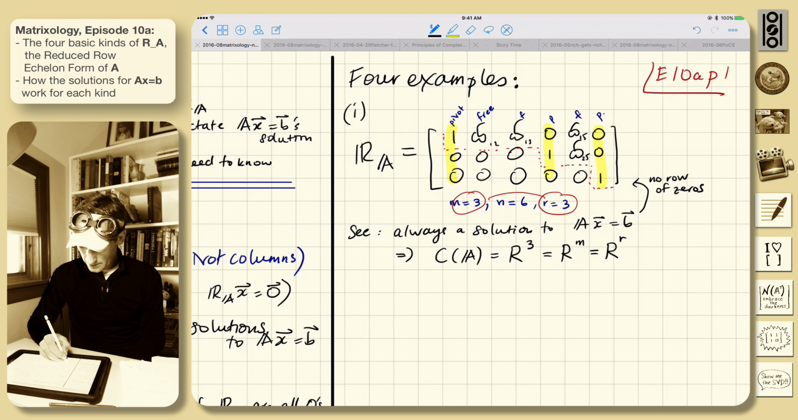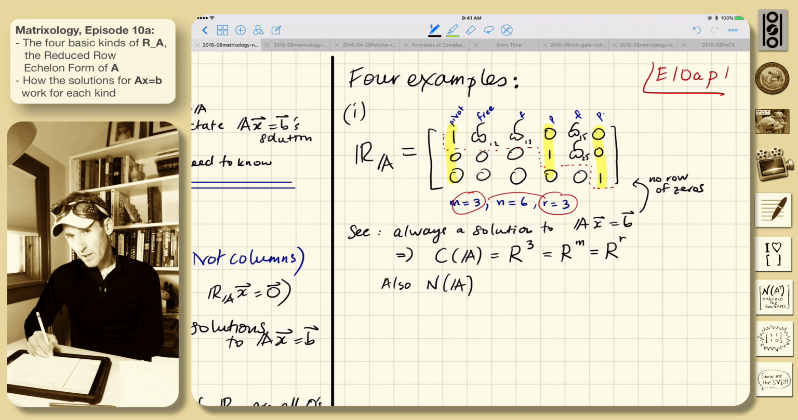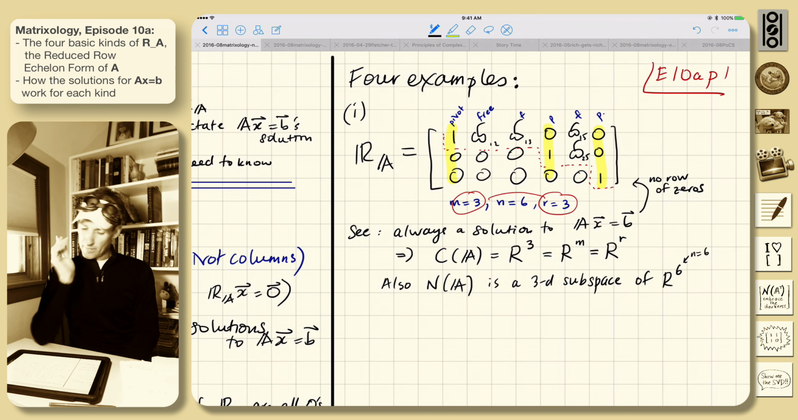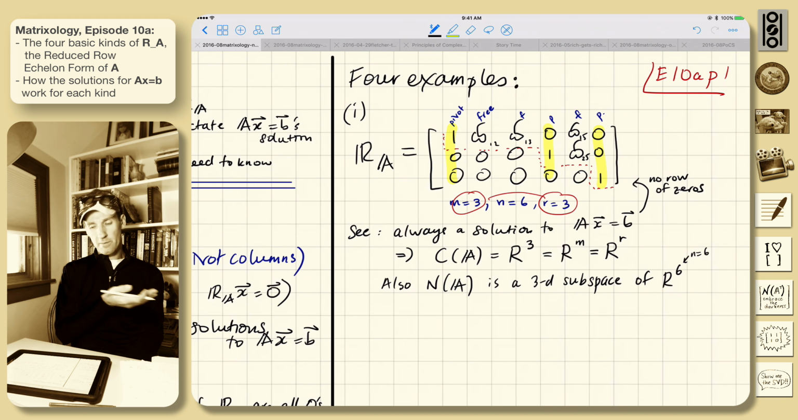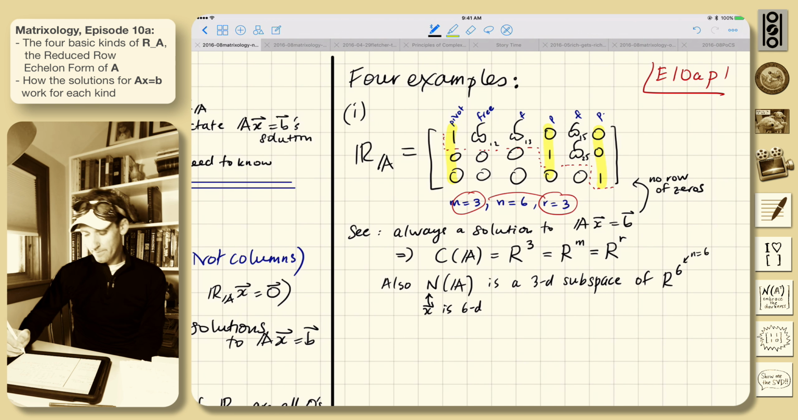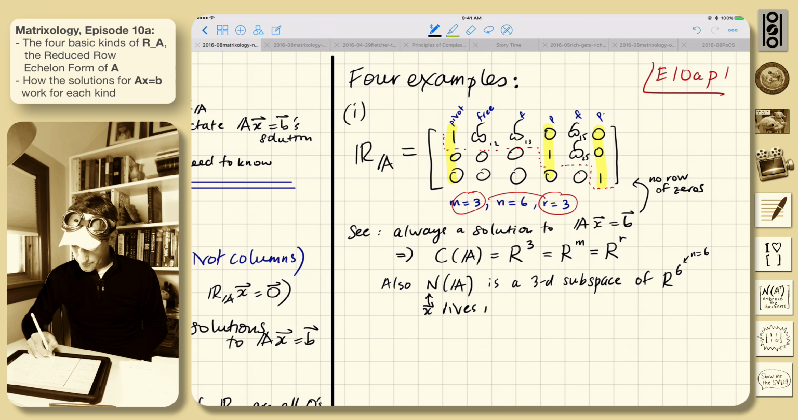So that's part one. Also, the null space of A is three-dimensional. It is a 3D subspace of R6. Right, and this is n equals 6. The x is a 6-dimensional vector, right? X's live here. Or let me say x lives in R6. All right, that's good.